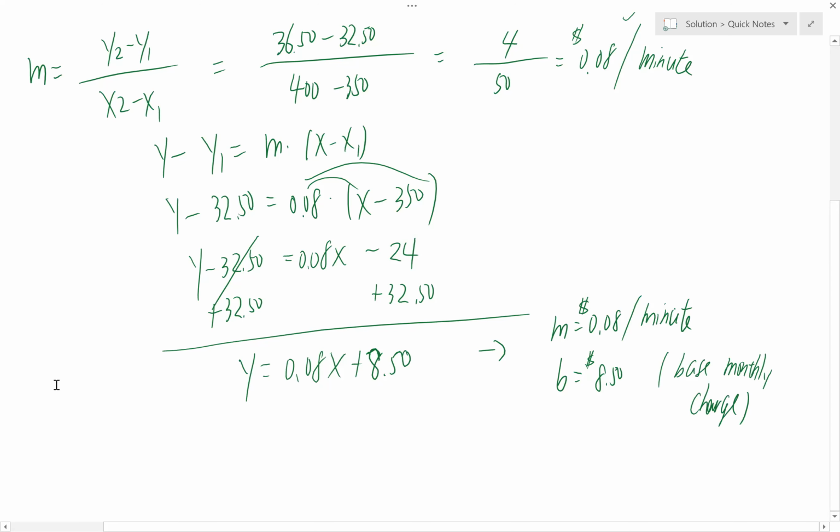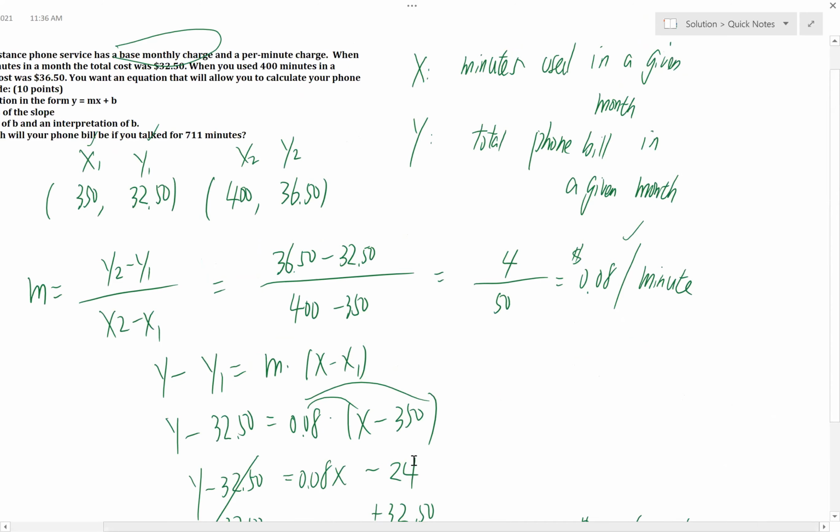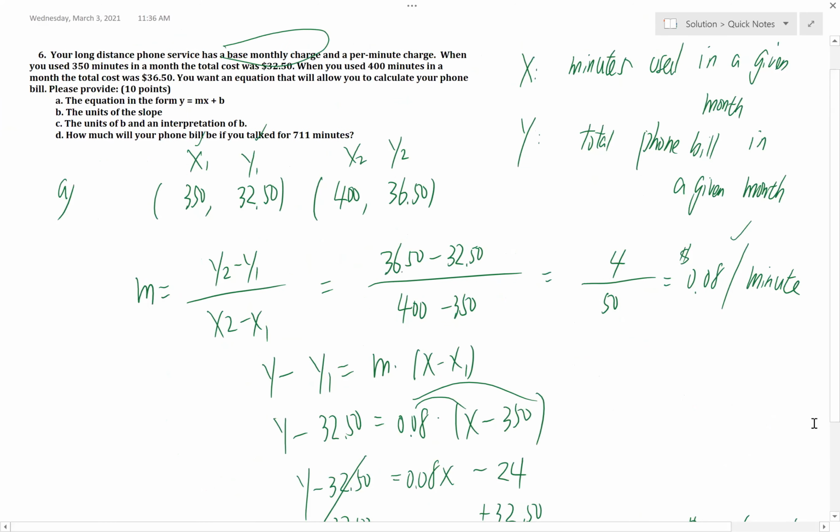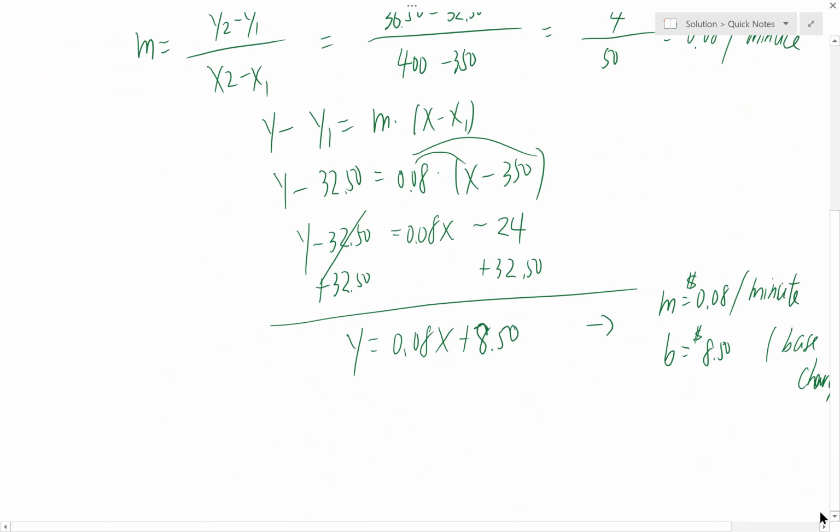That actually answers part 2, part B. Part B is the unit of slope. The unit of slope will be dollar per minute.